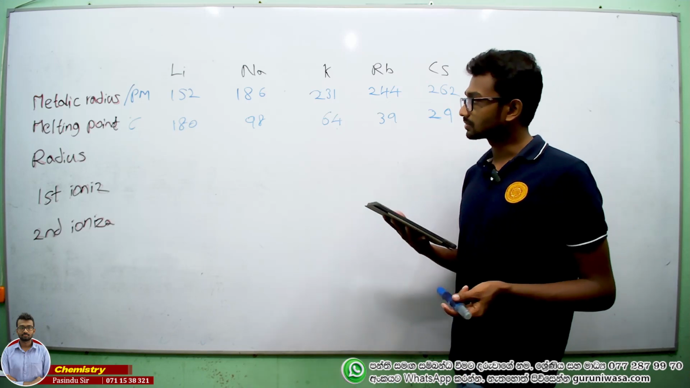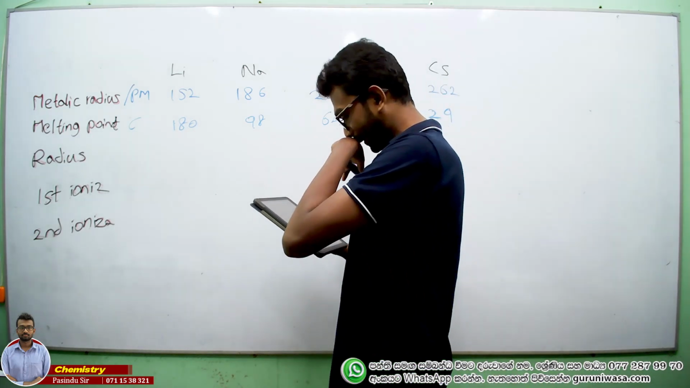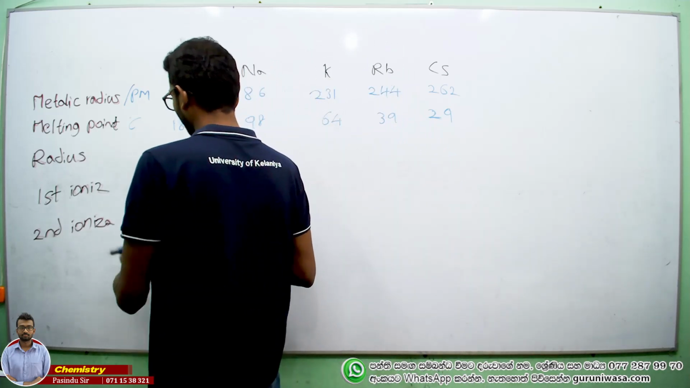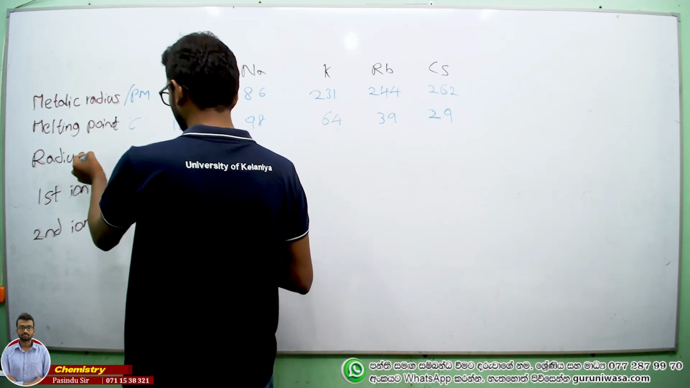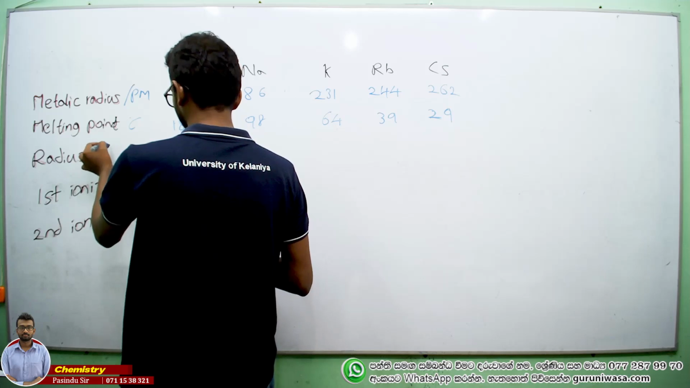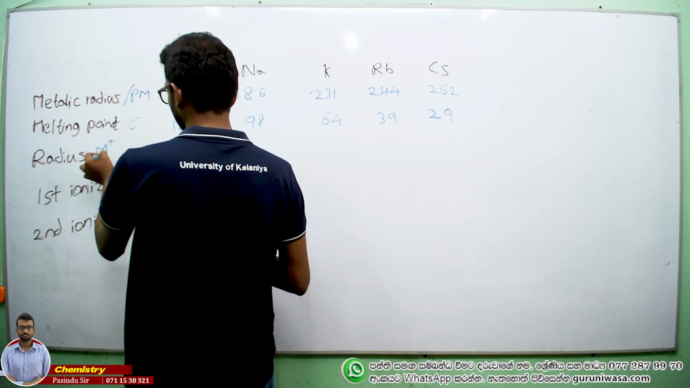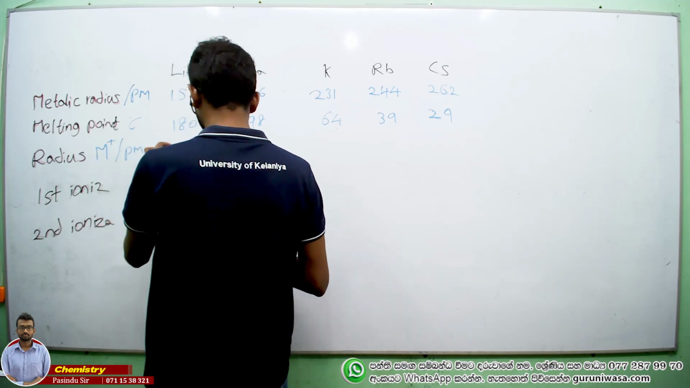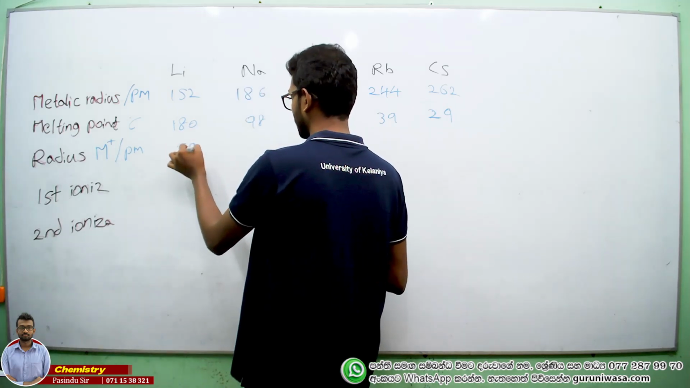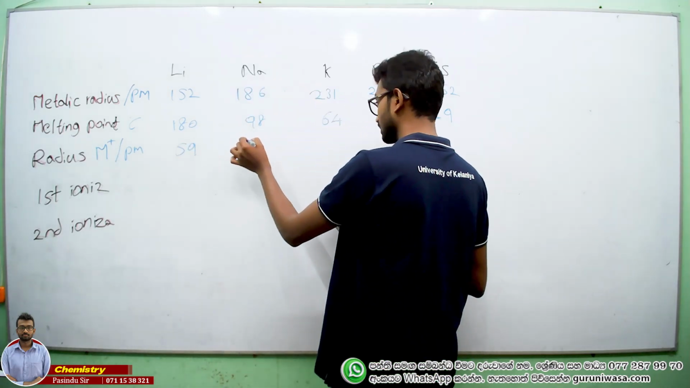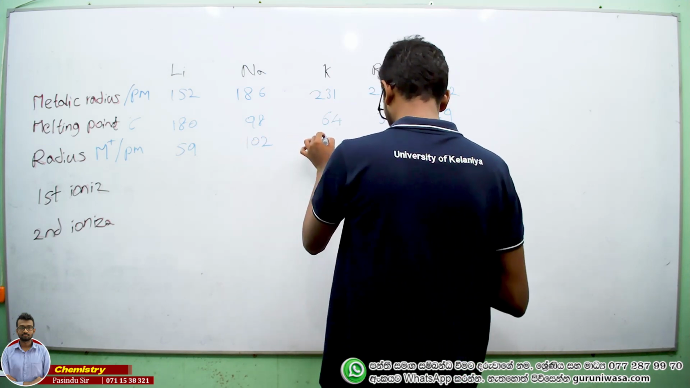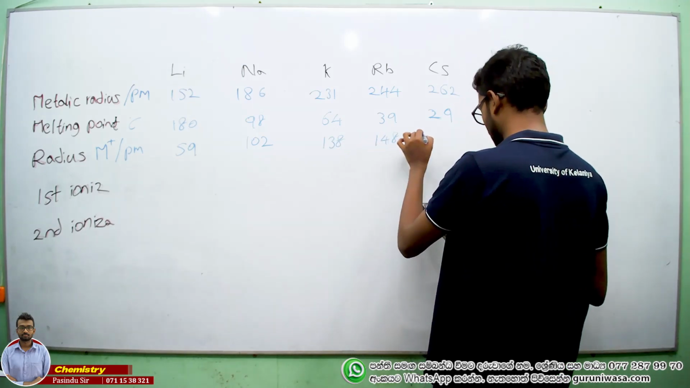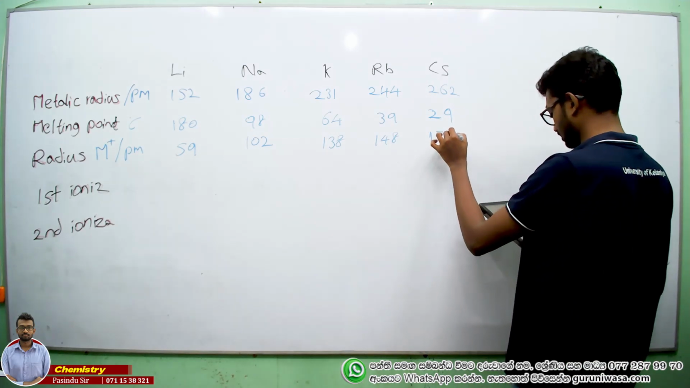Then radius of the ion, M plus ion, in pm: 59, you don't need to memorize those numbers, 102, 138, 148, 174.